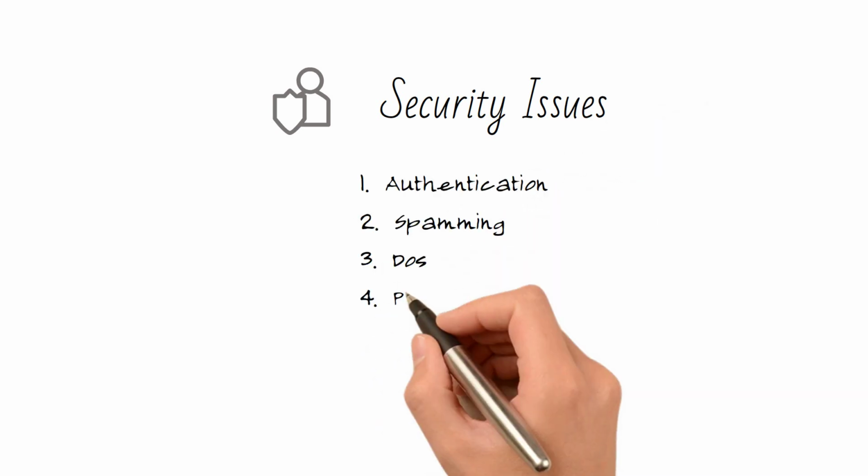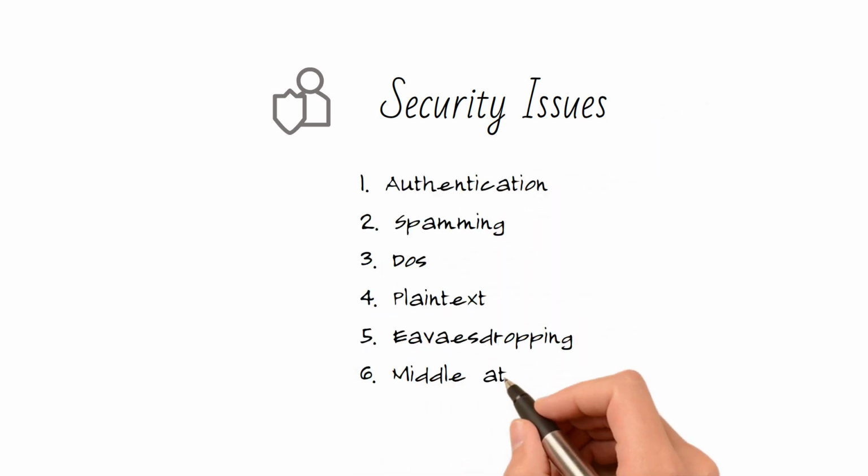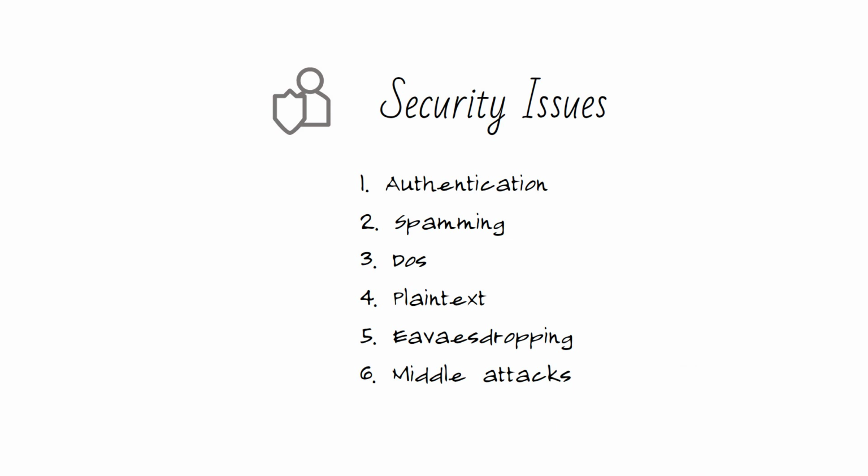Finally, SMTP has some security issues. There is no authentication, which can lead to spamming and unauthorized use of relaying. Communication is also done in plaintext, which can lead to eavesdropping and man-in-the-middle attacks. So in conclusion, understanding these protocols and their security issues is crucial for safeguarding our email communication.